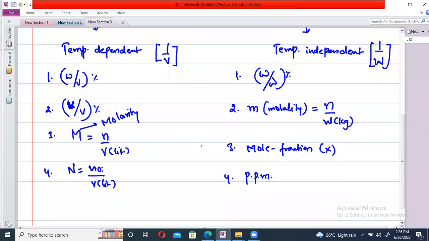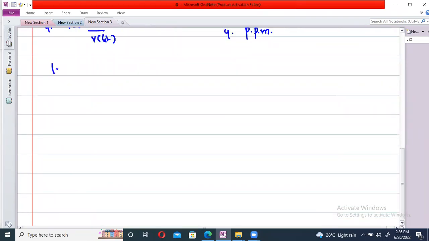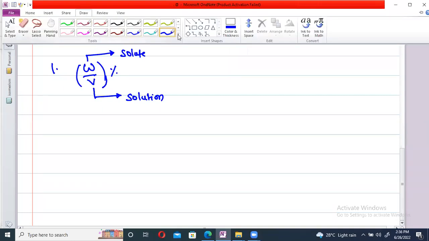Beta, first I want to go with the W by V percentage. Listen here. What is the W by V percentage? See beta, the W which is at the numerator indicates solute. V which is at the denominator indicates solution. I repeat, W at the numerator is the solute and V at the denominator indicates solution. So I will show you how to express it.